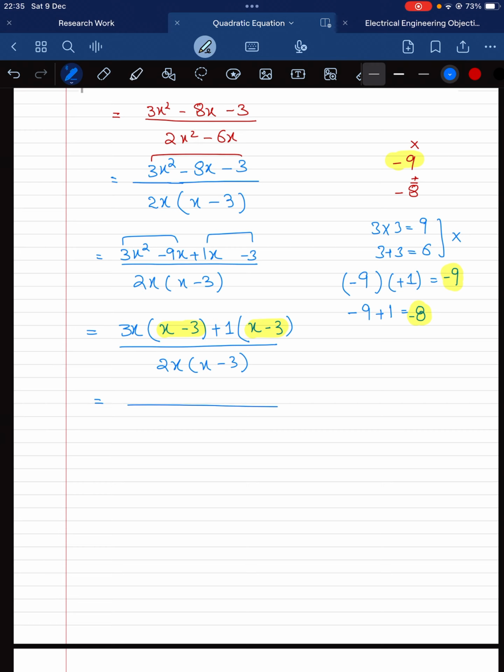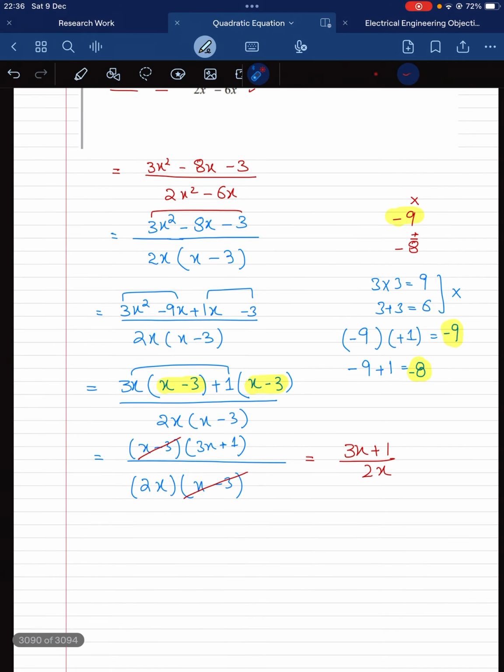Now we can write it like this: (x minus 3) one time, and combine the other two terms, (3x plus 1). In the denominator we have 2x and (x minus 3). Now you can see that these two terms are the same, so they will cancel out. The final answer is (3x plus 1) over 2. This is the most simplified answer; you cannot simplify further. So what we just did in this question: we factorized the upper term, took the common factor from the denominator, and after the cancellation we got the final answer.